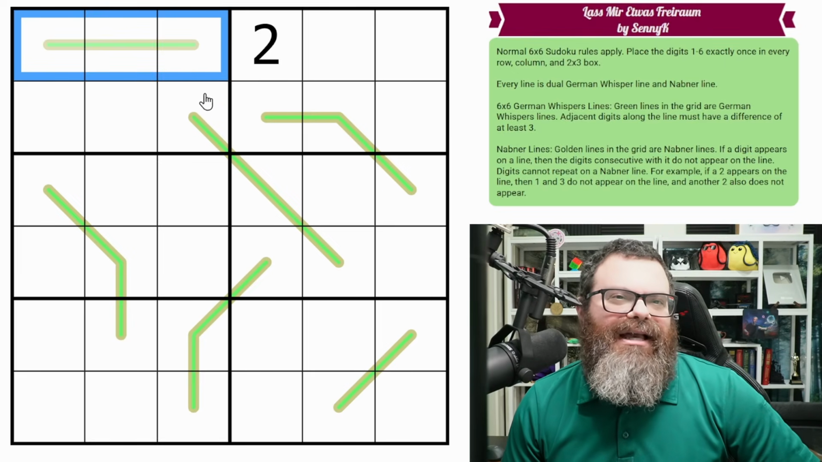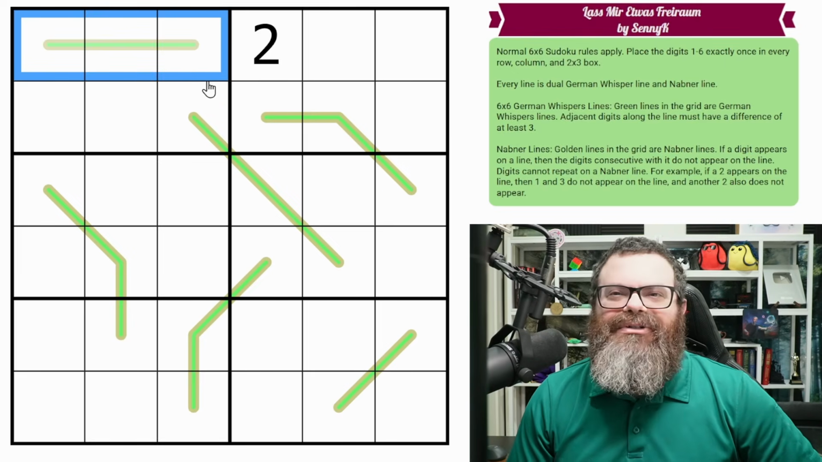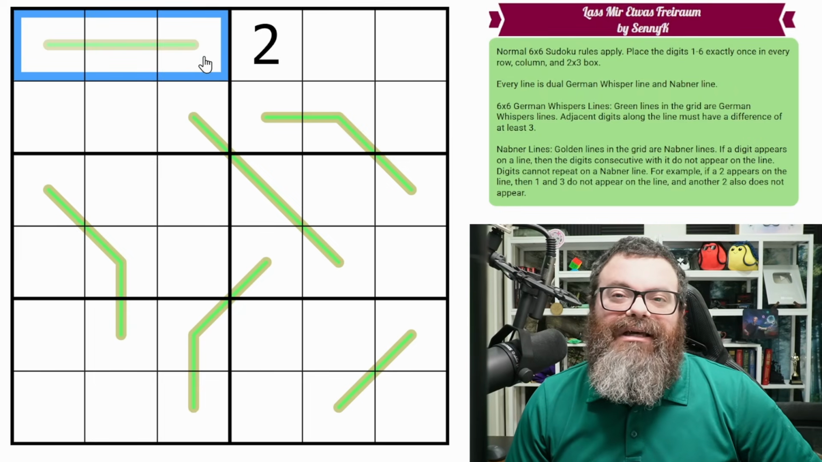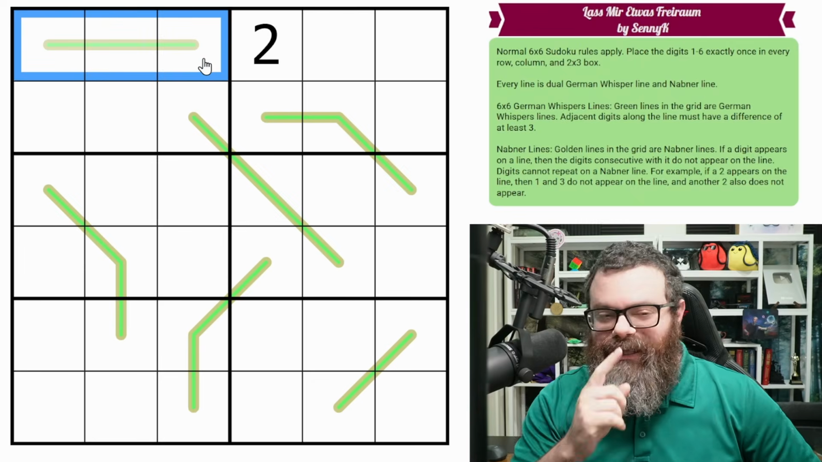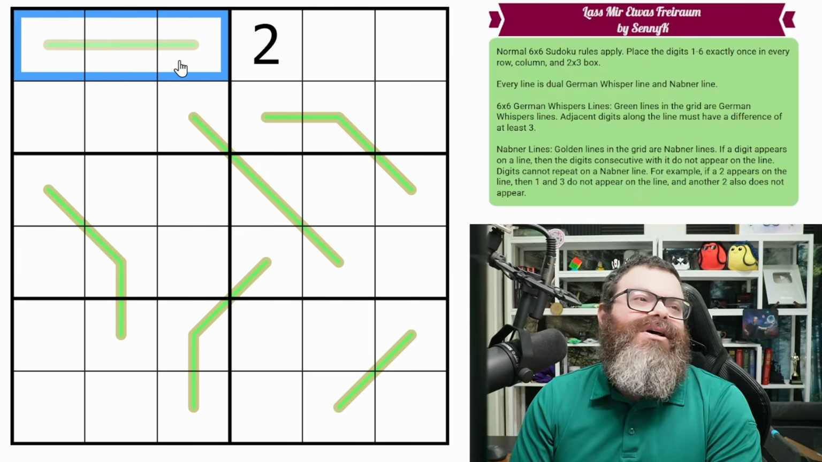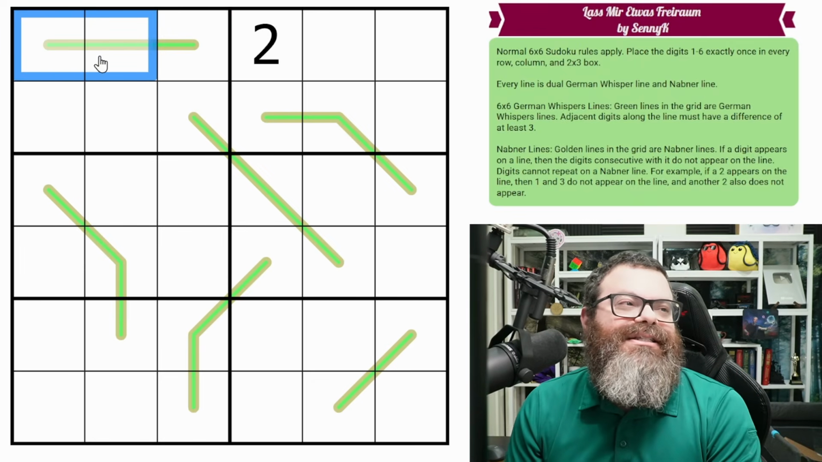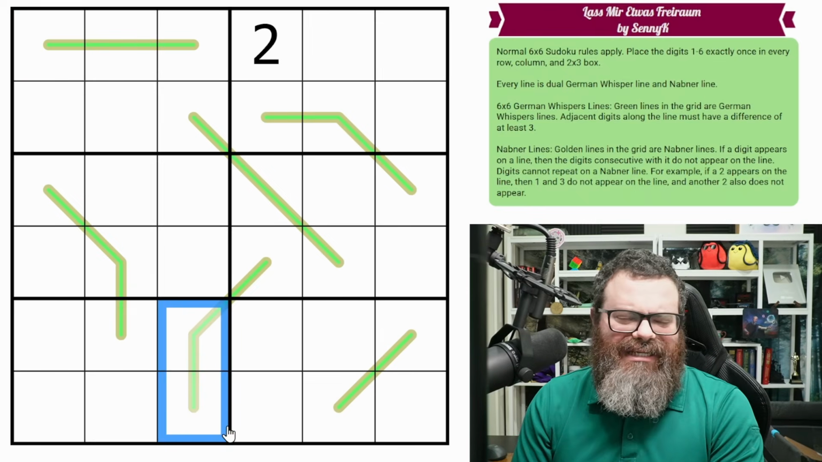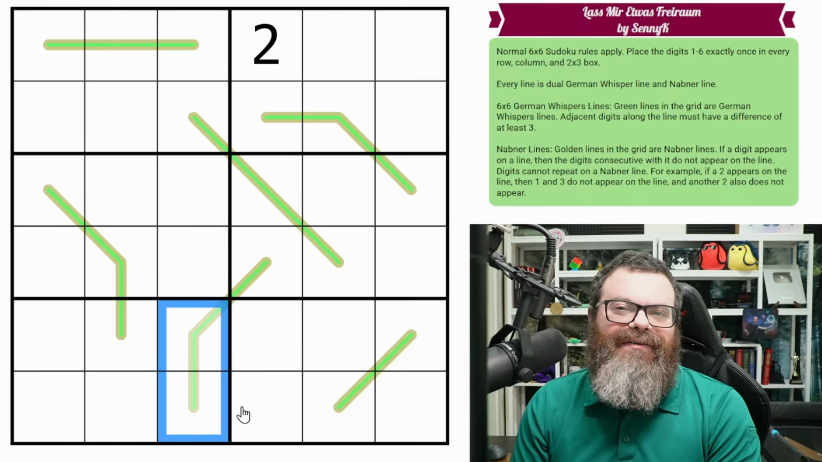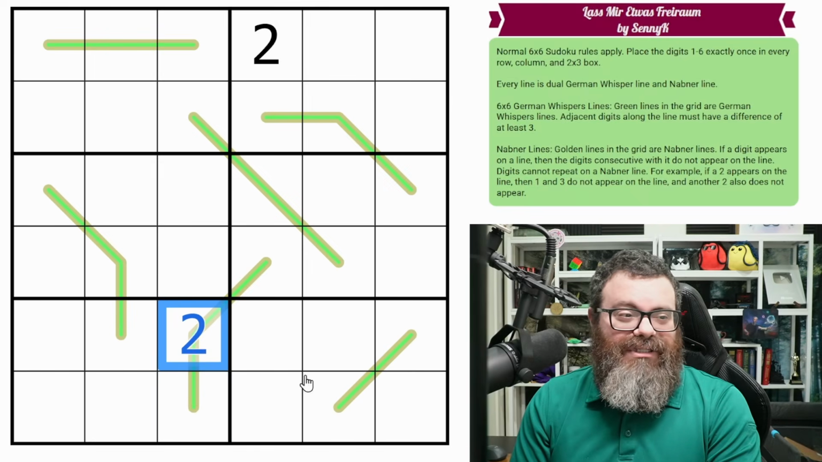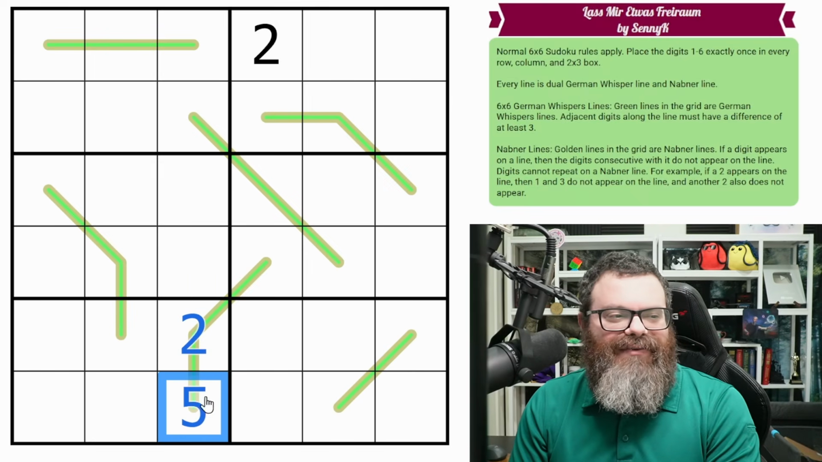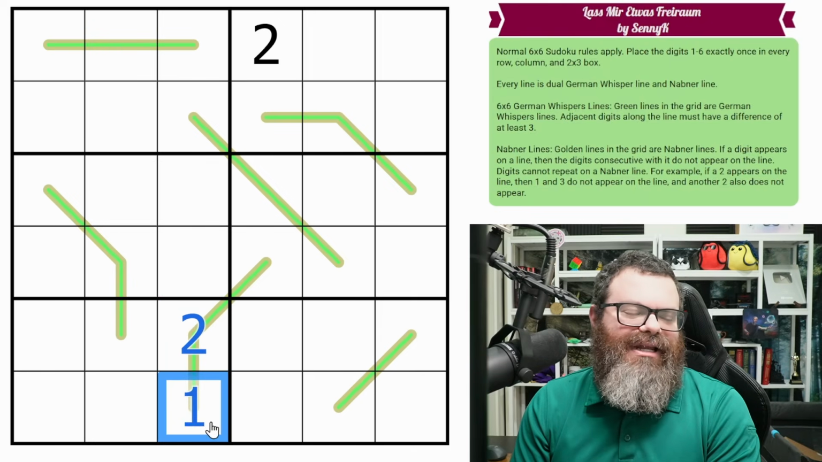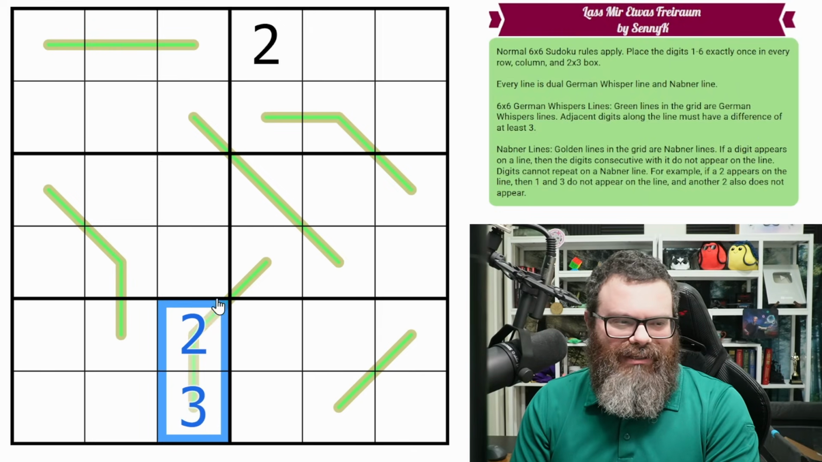They are both German whisper lines and Nabner lines. Rather than trying to work through this when going over the rules, I'm just going to tell you what each one individually does, and it is up to you as part of your solve to figure out how that interacts. So as a German whisper line, that just means adjacent digits on the line have to have a difference of at least 3. So if this was a 2, this could be a 5, because 5 minus 2 is 3, or it could be a 6, because 6 minus 2 is 4. But that's it. Nothing else would have a difference of at least 3.